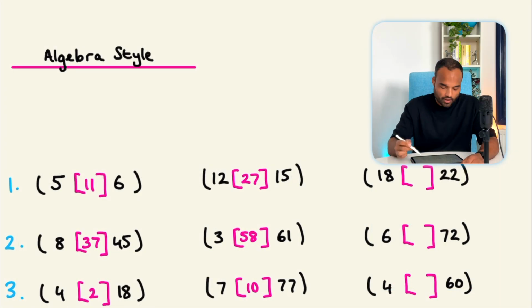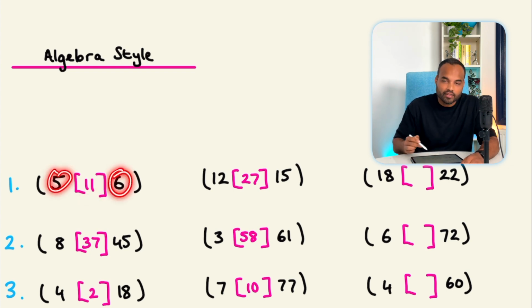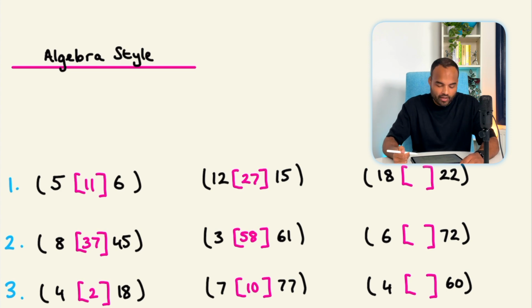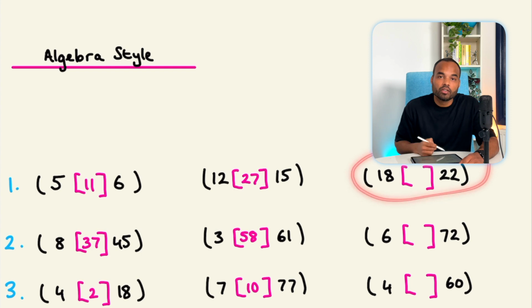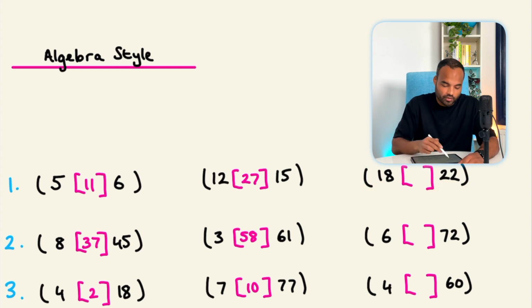So question 1, we have 11 in the middle, and outside we have 5 and 6. How can we get 11 from 5 and 6? Well, if we add the two numbers, 5 plus 6, that gives us 11. Let's make sure that it works for the second set as well. In our second set of numbers, we have 12 and 15 outside. If we add them, do we get 27? Yes, we do. So it works for both sets. So the answer for our final set should come from doing 18 plus 22, which gives us 40. So let's write that answer in.